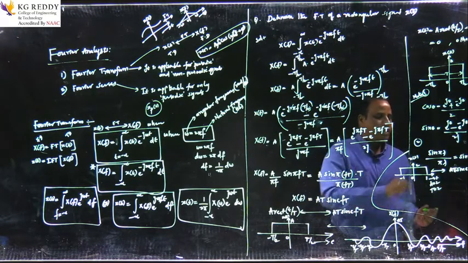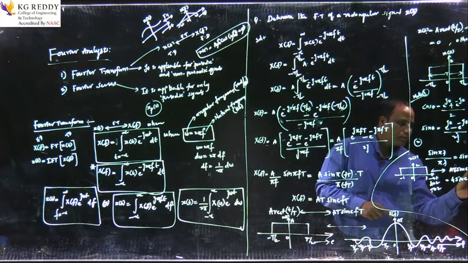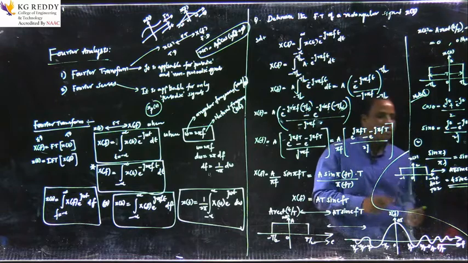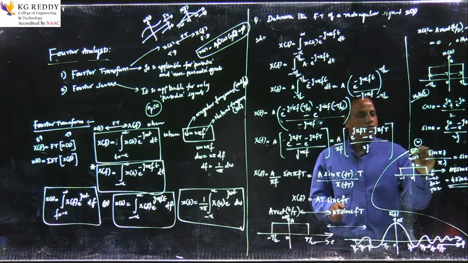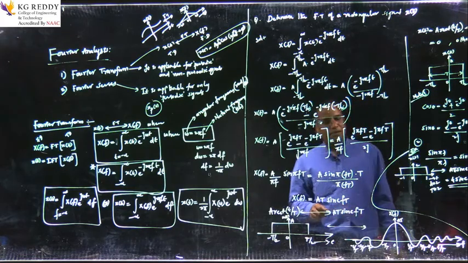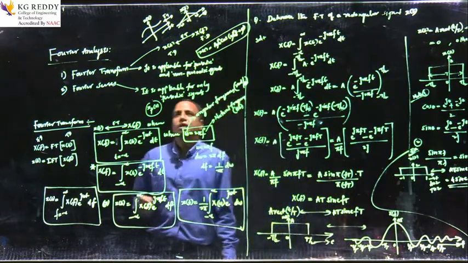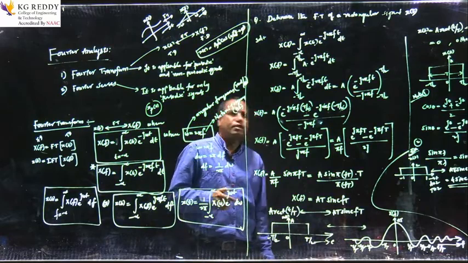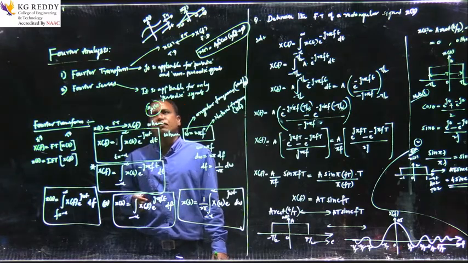Like we said, a T sinc fT is the Fourier transform for this. So simply we can write it down, and this is the Fourier transform for the rectangular signal. This way also we can determine it. This is the way how Fourier transform can be determined for a non-periodic signal. Just as I explained, the same process can also be used to determine the Fourier transform for even periodic signals.